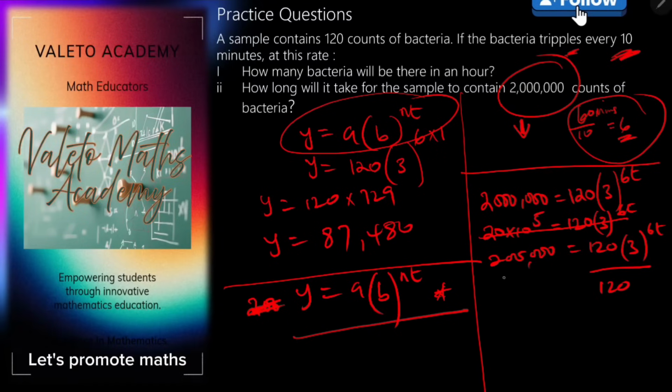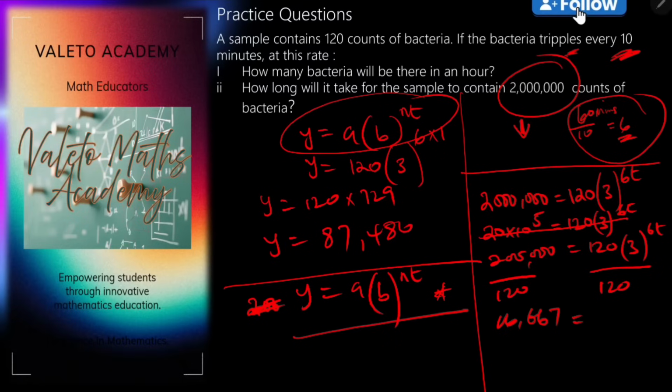So 120 over 120, this eliminates this 120 first here. So we'll be having 16,667. We're going to have some approximation difference. This is equal to what is left here, which is now 3 raised to the power 60.